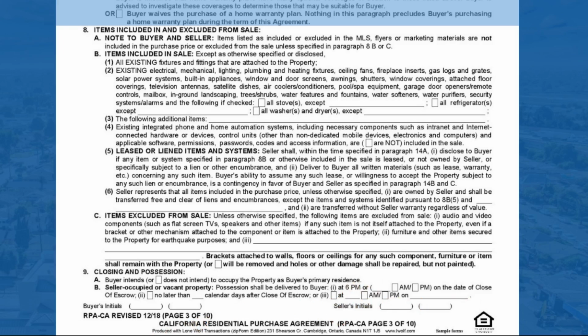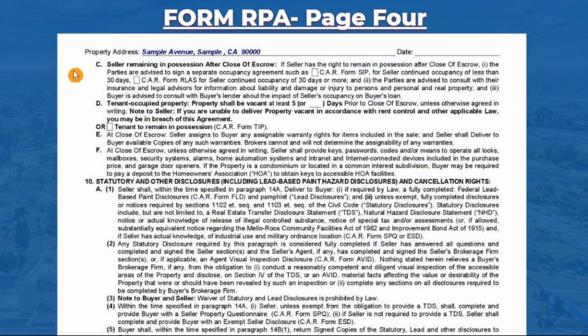And that's very important, because if the seller is going to stay in the property after the close of escrow, anytime at all, then that has to be agreed on by both parties, and another form has to accompany the agreement, and that is the California Association of Realtors form SIP, which is the seller continued occupancy of less than 30 days. Even if it's one day after close of escrow, we need to have that document. And if it's going to be over 30 days, there's another form that needs to be included. If it's tenant-occupied property, then the property needs to be vacant at least 5 days prior to the close of escrow, unless otherwise agreed upon by the parties involved. If the tenant is going to remain in possession, there's another form as well.